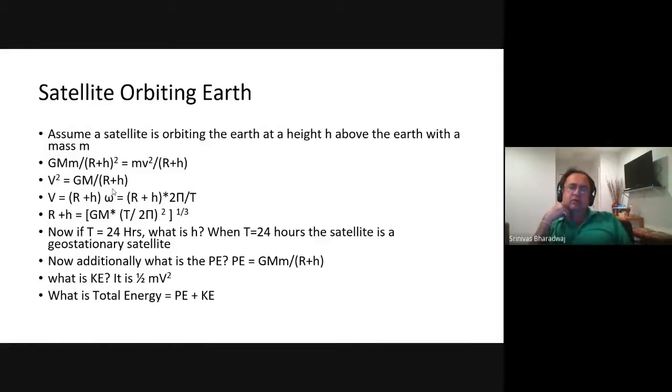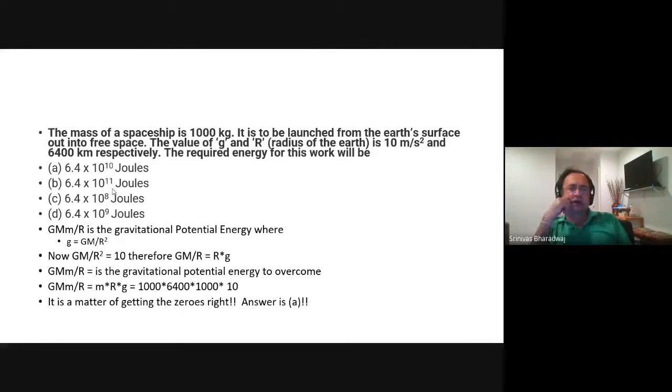So now at that height, what is the PE? GMm by r, or GMm by r plus h. What is the KE? Half mv square. What is the total energy? PE plus KE. And that's how we calculated this one.